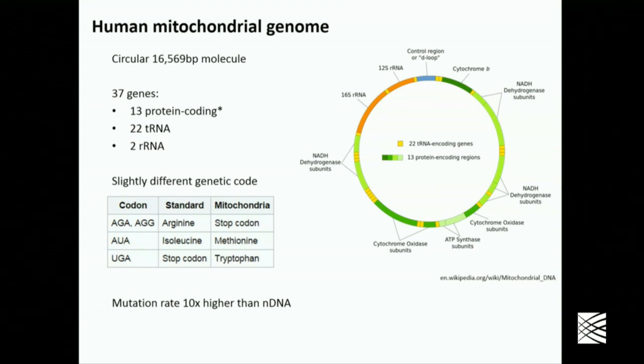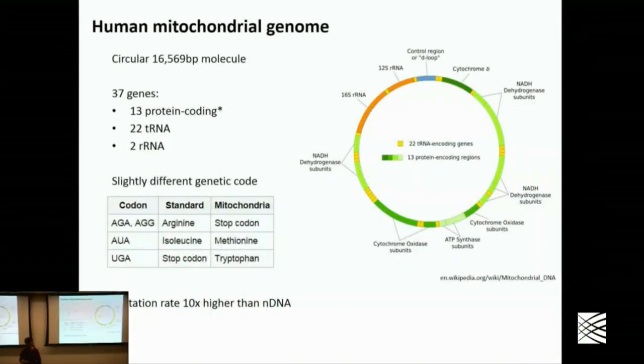Typically, in the D loop up here, there are areas that are hypervariable, very different, either in somatic evolution or among people. This is why, when sequencing was hard and expensive, people would just sequence this tiny little bit of the mitochondrial genome to look at ancestry, because it is very different among people. So this is the human mitochondrial genome.